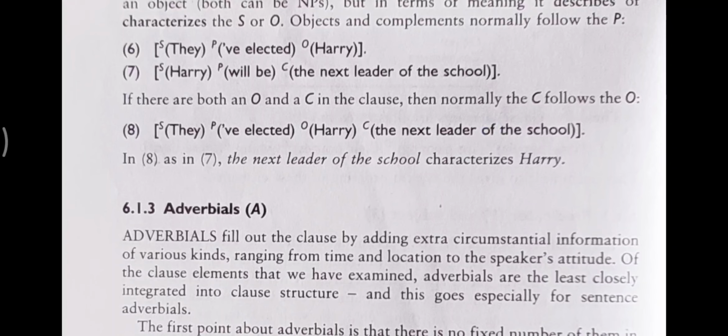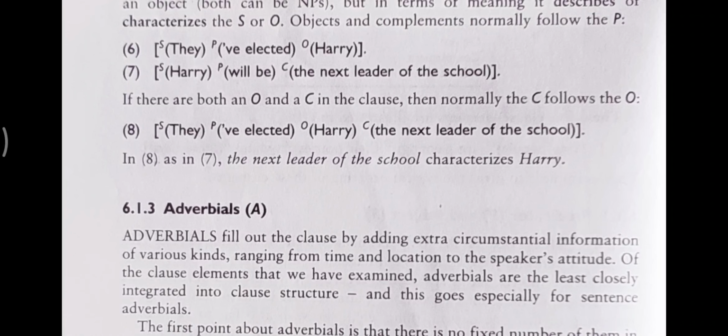Harry will be the next leader of the school. Here, the intensive relation is going to be completed when the complement is referring to the subject, and that is what we have seen. Suppose Harry will be the next leader of the school, so this complement, the next leader of the school, tells about Harry. That is a subject complement, because if we say Harry will be, but what? If the sentence is like this, Harry will be, it is not complete. So in a subject complement relation, to complete the sentence, a complement is needed.